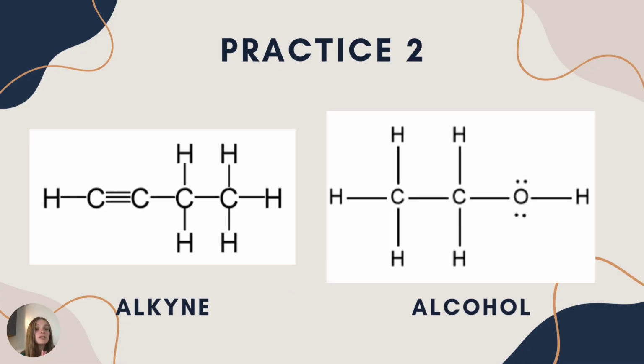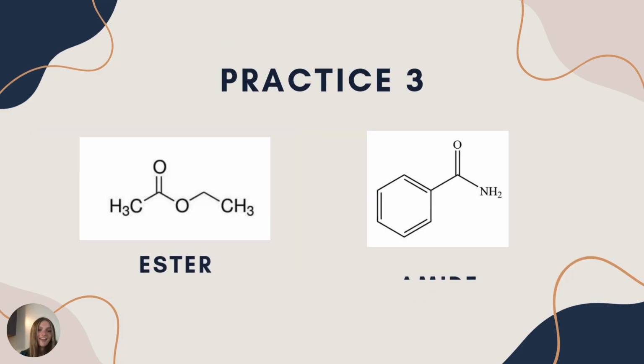Following suit, we're going to look at this triple bond between the carbon and the carbon. That's going to tell us that this is an alkyne. Okay, and then on the right, we see this beautiful hydroxyl group. That tells us that this is an alcohol. Then here on the left, we see a carbonyl, and we see that next to or adjacent to an oxygen, and that tells us that we have an ester. And then on the right, we can see this beautiful amino group, and that tells us that this is an amide.